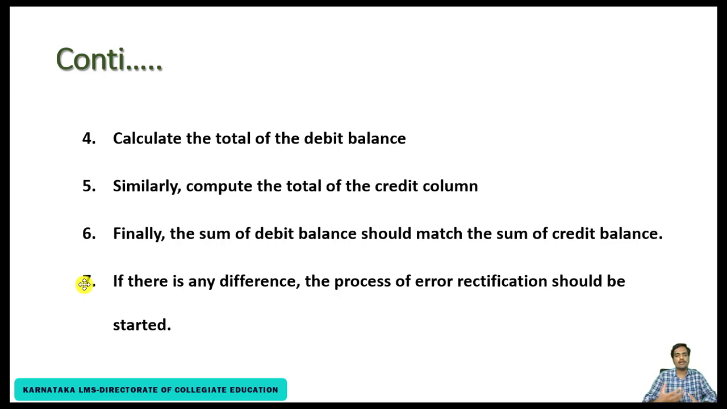Because trial balance is a list or a statement of the balances of all the ledger accounts. So the most important point of the trial balance is that it contains all the ledger account balances. So for that, we first close the ledger accounts and then bring those balances into the trial balance. This is all about preparation of trial balance.